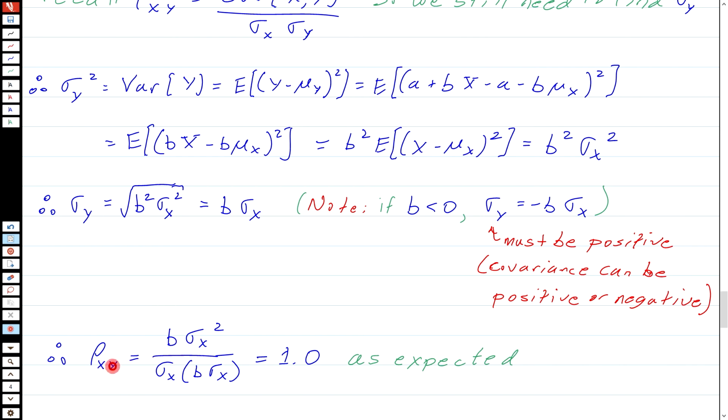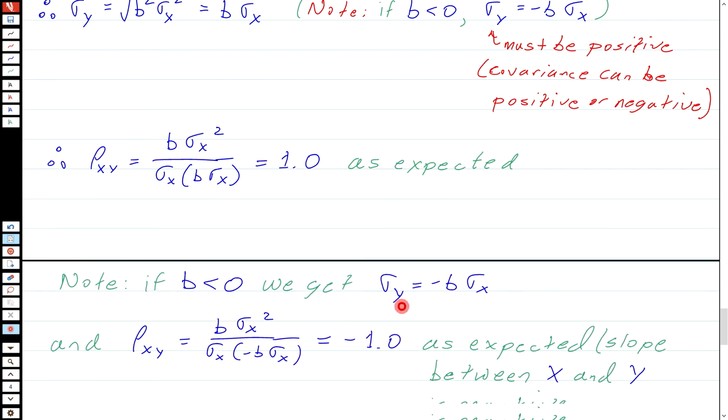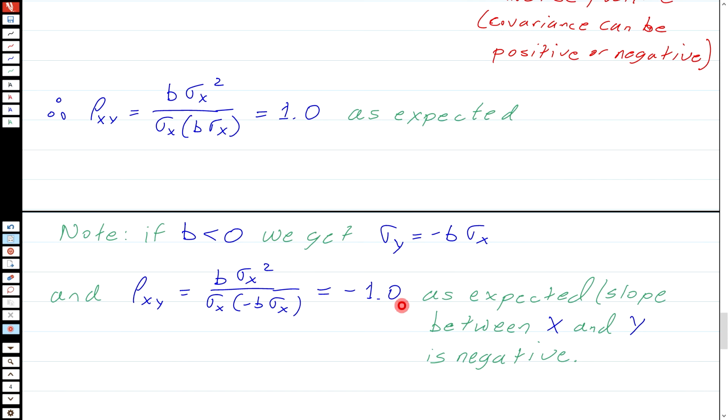So our correlation coefficient is b times sigma x squared over sigma x times b sigma x. And we see that that basically is b sigma x squared over b sigma x squared, which is 1 as expected. Note, if b was less than 0, then we would get sigma y as minus b times sigma x. And so our correlation coefficient becomes b sigma x squared over sigma x times minus b sigma x. And the b's and sigma x's disappear, but the minus sign doesn't disappear, so we get minus 1 as expected.